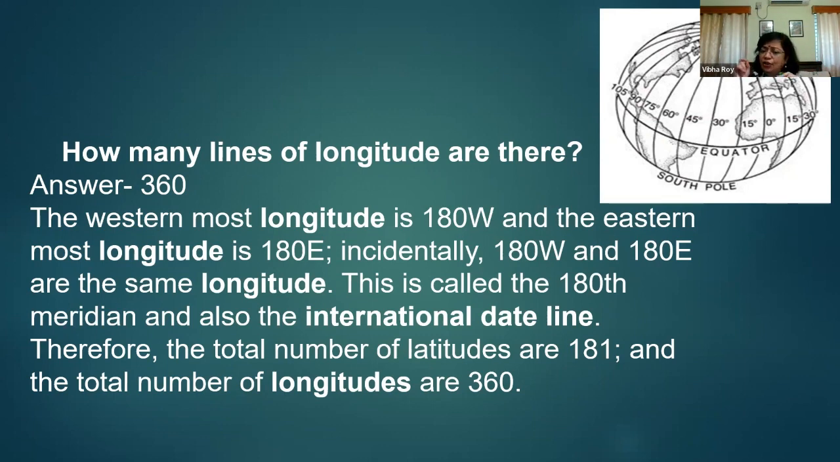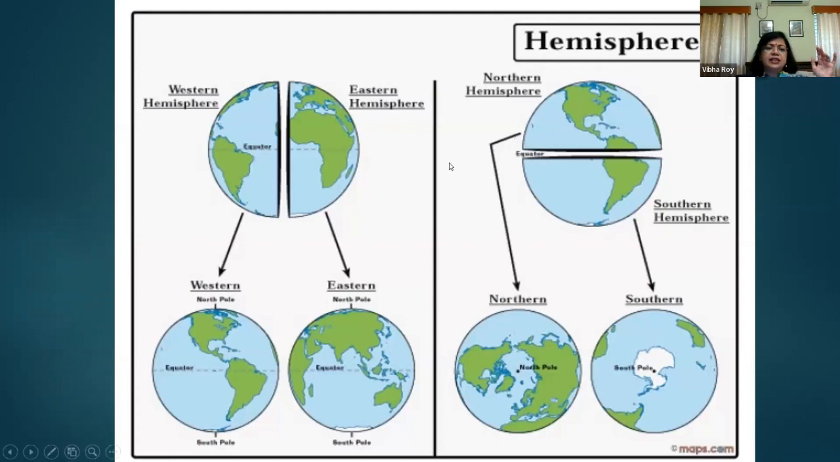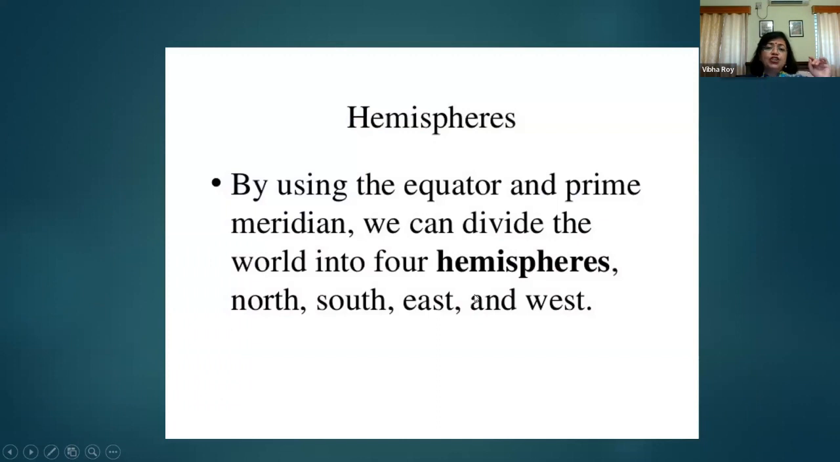So there are 360 longitudes, but when we count the latitudes, they are 90 and 90, so 180 plus 1, that is the equator. So 181. We have the prime meridian in the middle, which is dividing into Eastern Hemisphere and Western Hemisphere. So clearly you have to explain to the children what is Eastern Hemisphere, what is Western Hemisphere. And here we have the equator dividing the world into Northern Hemisphere and Southern Hemisphere. So by using the equator and the prime meridian, we are dividing the world into four hemispheres. What are they? Northern, Southern, Eastern, Western. Right?